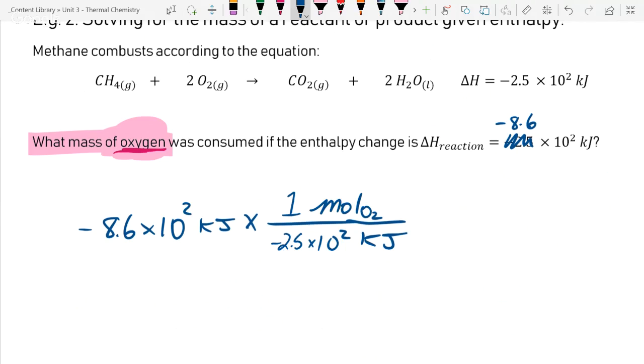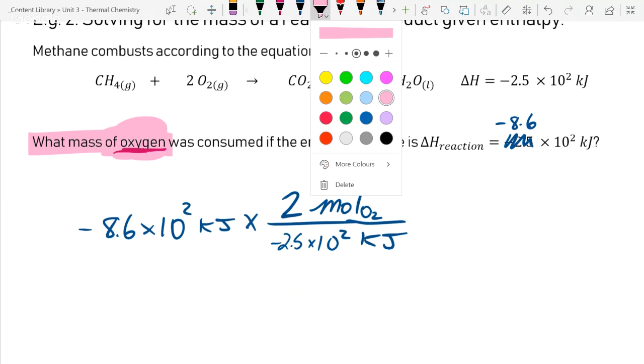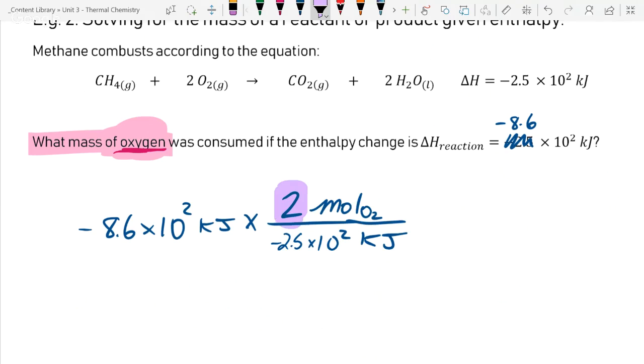How many moles of oxygen? Good. Does that make sense? You had a 1 which was correct when you had CH4 there. But now that we're talking about oxygen, we just got to make sure we check it and say, okay, in the equation, there's 2 moles of oxygen. And I'm going to take a moment and highlight this so we can see where those numbers came from. We have 2 moles of oxygen because that's there.